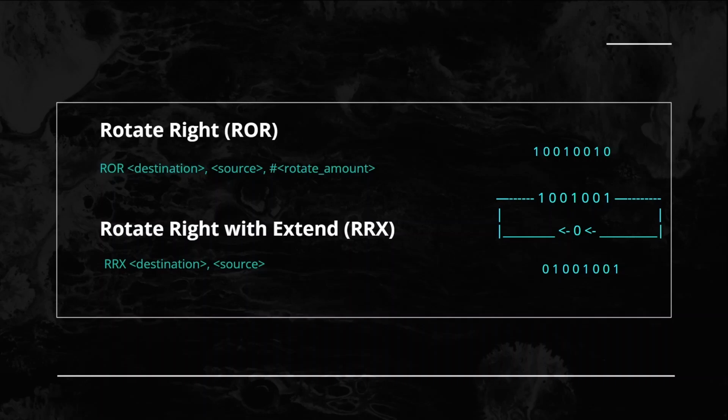The rotate right with extend instruction in ARM assembly rotates the bits of a register to the right by one position using the current state of the carry flag as the new most significant bit. This operation effectively allows for a rotation that incorporates the carry flag, making it useful for certain algorithms and bit manipulations. Now let's wrap up this session.